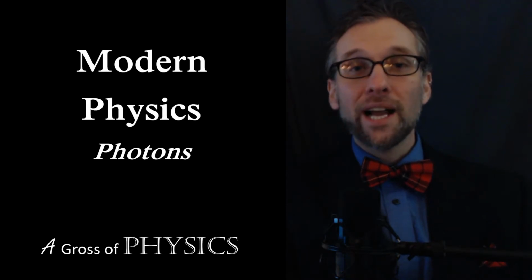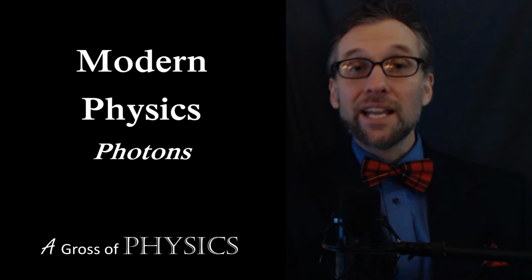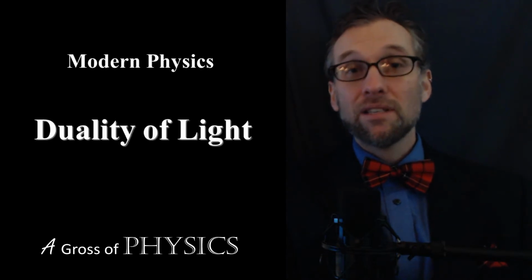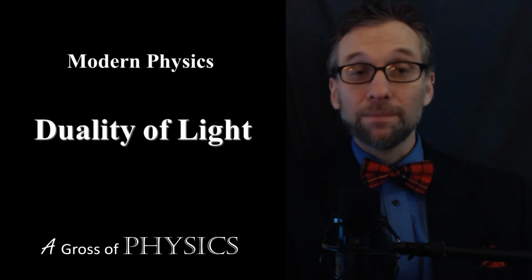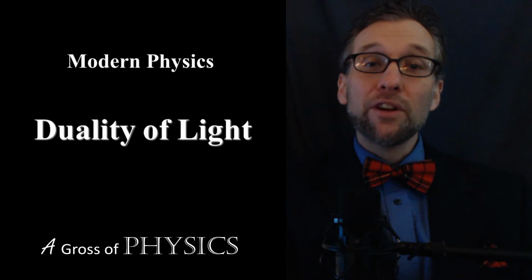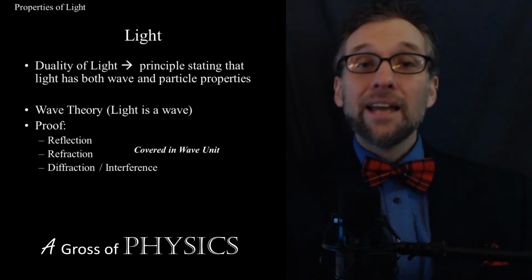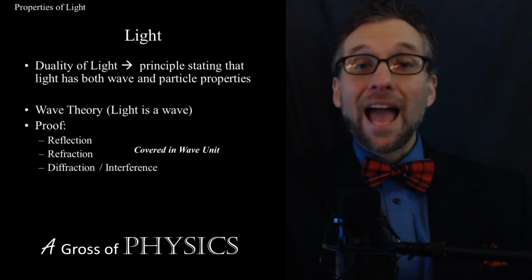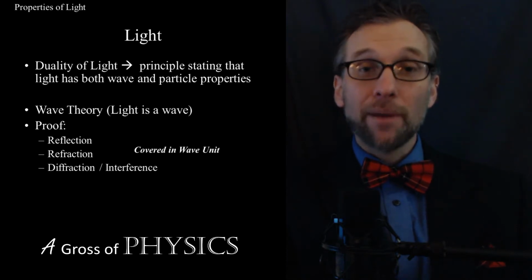Today is day 129, and what we're going to discuss today is the duality of light. Now, the duality of light states that light has both wave and particle properties. In some instances, it acts as a wave, and in other instances, it acts as a particle. Now, the wave theory is what we discussed when we talked about the light chapter. And when light acts as a wave, it experiences the following types of phenomena.